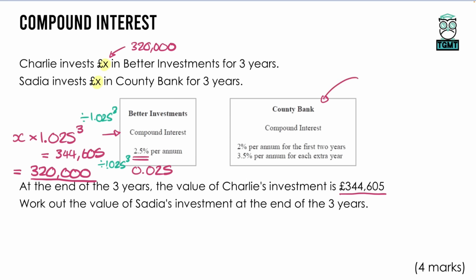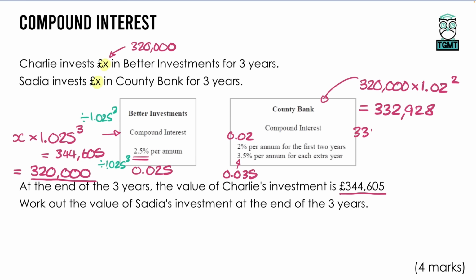She gets 2% for the first 2 years and then 3.5% for each extra year. So we're going to first work out how much she gets for that 2%. So 320,000 multiplied by 1 point, 2% is 0.02, so 1.02. And we're going to do to the power of 2 there because it's for 2 years. And then we'll deal with the 3.5%, which is 0.035. So we'll start by working that out. 320,000 times 1.02 to the power of 2. And that gives us a total of £332,928. So that's what Sadia has after 2 years.